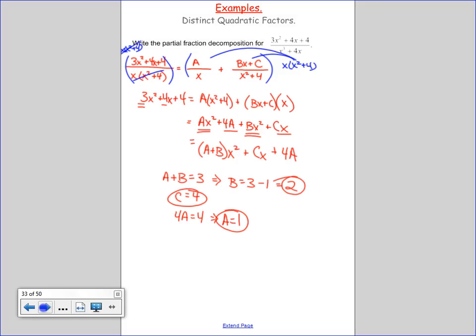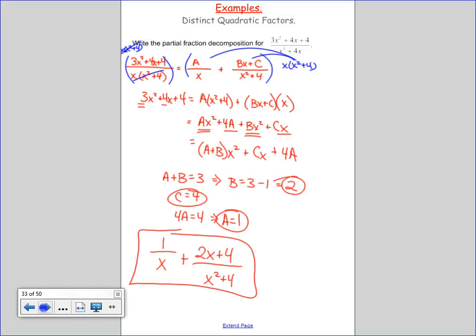And then, of course, we should rewrite it, right? So then we would end up with 1 over x plus 2x plus 4 all over x squared plus 4. Now, of course, you could factor out the 2. Back in the book probably would. It's 2 times x plus 2. But either way, you're right. And we're done. Does that make sense? Yep.